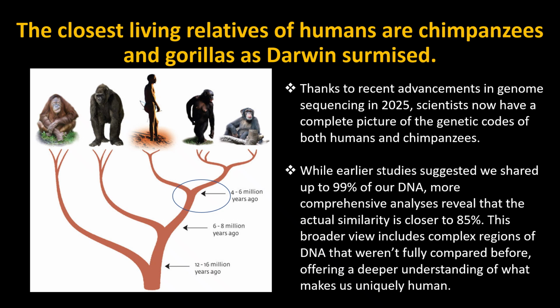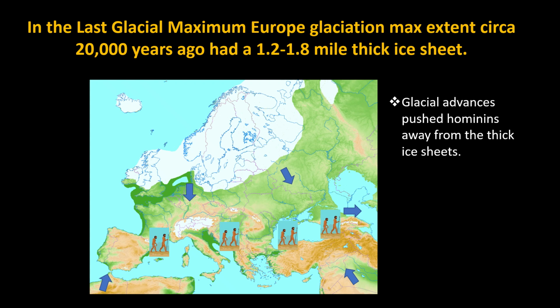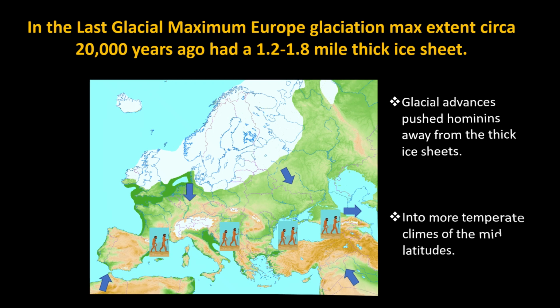In Europe, the entire Baltic area and portions of northern Britain and northern European countries, as shown on the map, were covered by a thick 1.2 to 1.8 mile glacial ice platform. Glacial advances pushed hominins away from the thick ice sheets into more temperate climes of the mid-latitudes.